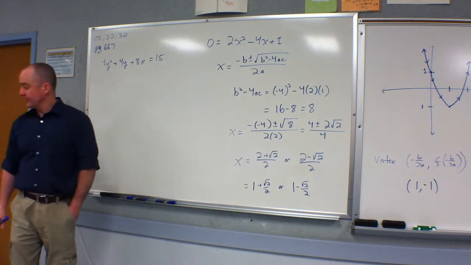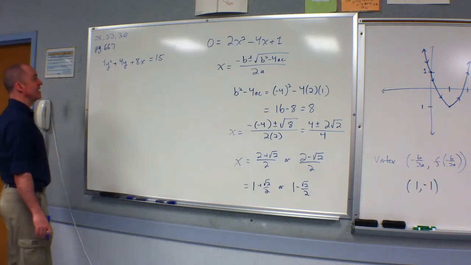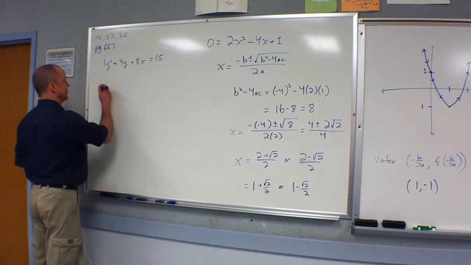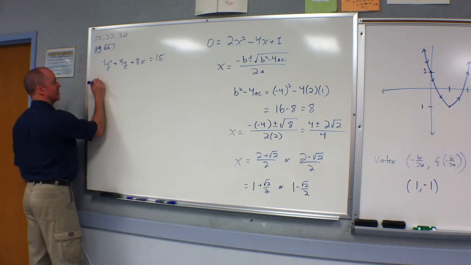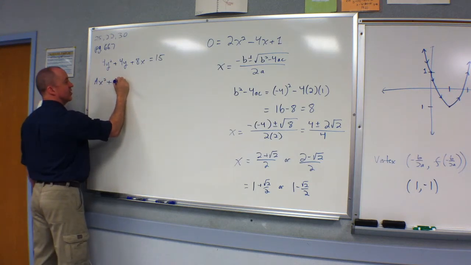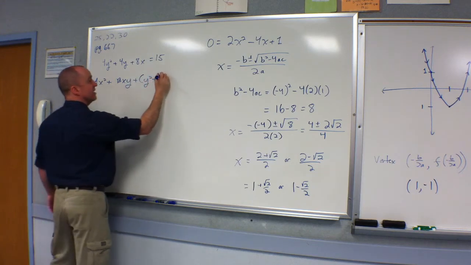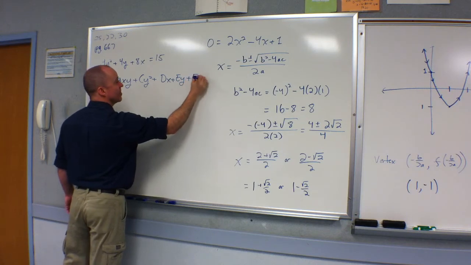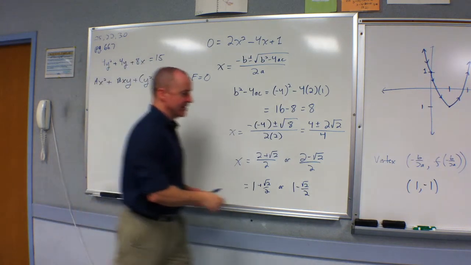But let's try to identify it first. Anyone have any idea what this thing is and why? It's a parabola. Because there's no a value. Bingo. If we were looking at ax squared, let's do the whole thing, so that starts tomorrow: ax squared plus bxy plus cy squared plus dx plus ey plus f equals 0.